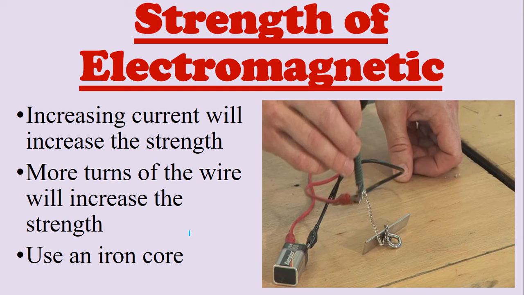Just so you know, one way electromagnets work in your life is automatic door locks. You press a button and you can lock a door on your car.